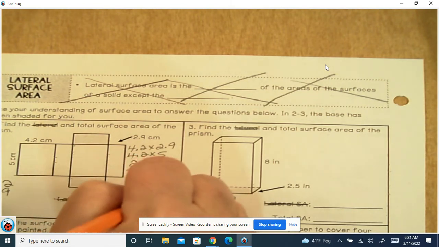12.18. And 5 times 2.9 is 14.5. And 4.2 times 5 is 21. We add those up, we get 47.68. That's 3 sides. We multiply it by 2 to get 6, and we get 95.36 centimeters squared.